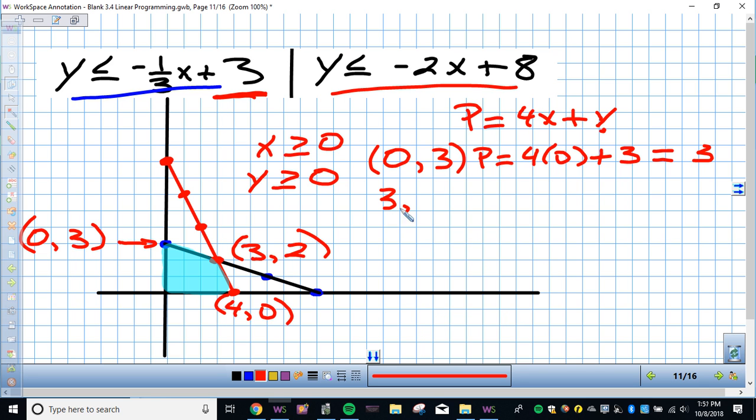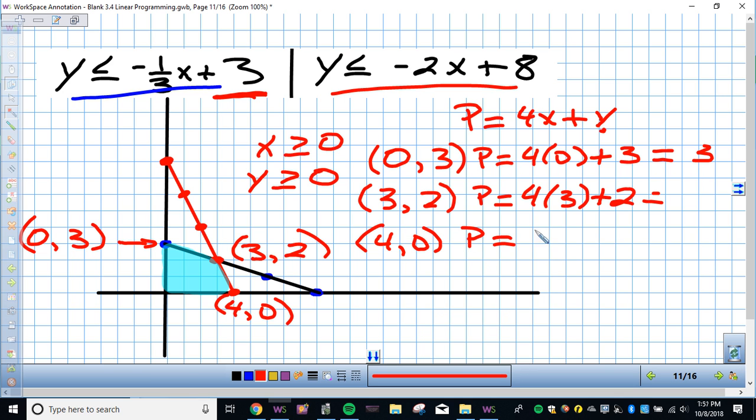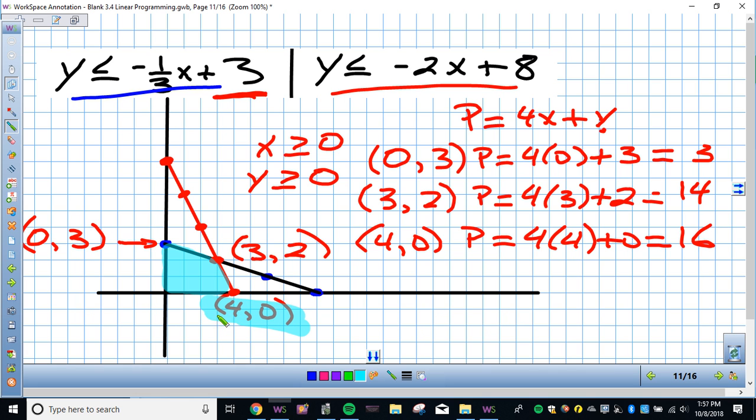Then we're going to plug in 3, 2. So we get p equals 4 times 3 plus 2. Then I can plug in 4, 0. So we get p equals 4 times 4 plus 0. So up here we get 14, and this one we get 16. So the ordered pair that maximizes the function is 4, 0, and it maximizes everything at 16. So 4, 0 at 16.